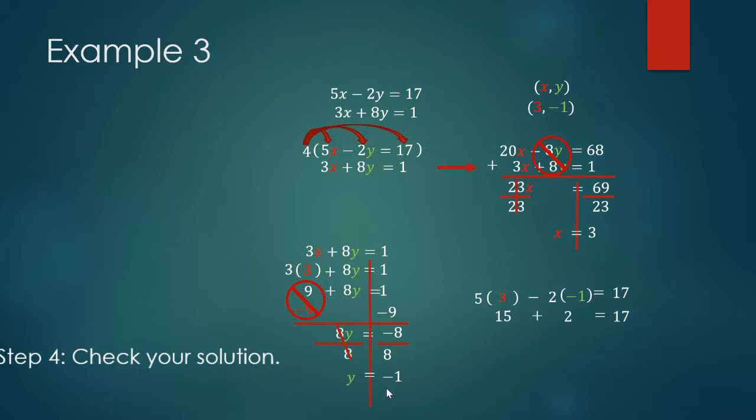15 plus 2 is equal to 17. So that's true. Equation number 2. 3 parentheses plus 8 parentheses equals 1. I'm going to substitute a 3 for the first parentheses. I'm going to substitute a negative 1 for the second parentheses. Now I'm going to simplify. 3 times 3 is 9 plus 8 times negative 1 is going to be negative 8 equals 1. And I know 9 plus negative 8 or 9 minus 8 is equal to 1. So that's true.